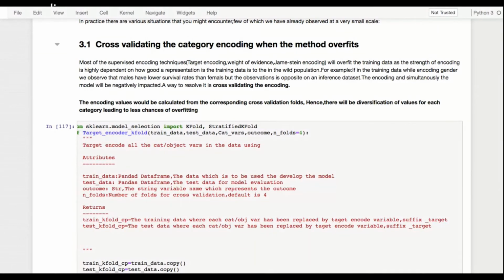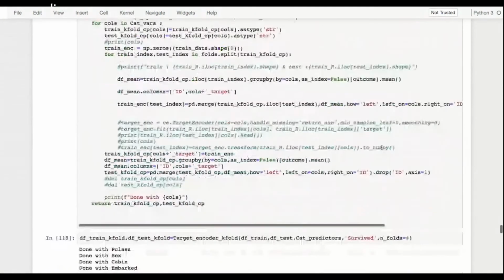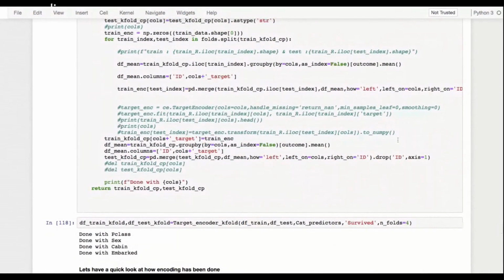So what I've tried to do is use target encoding, where you target encode on 3 of the 4 folds of the training data, and the 4th fold is the one on which you apply it. So essentially, you try to generalize it by using k-fold cross-validation. Another advantage of this code, which will be available, is that it also takes care of the edge cases.